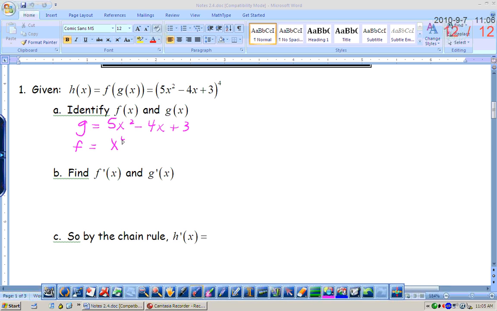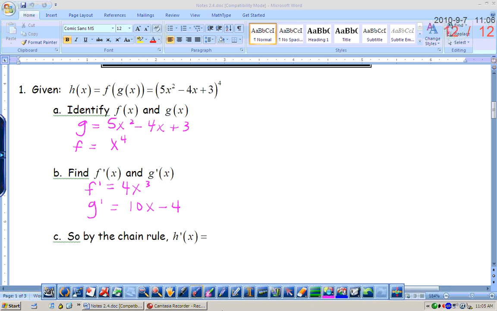Good. F is kind of the outer function. It's that whole clump of something to the fourth power. And if you think about doing f of g of x, then that means you put g of x in for your x in the f equation, and that's what you end up with. Okay, the next step is to find f prime and g prime. So f prime would equal what? 4x cubed. And g prime is 10x minus 4.